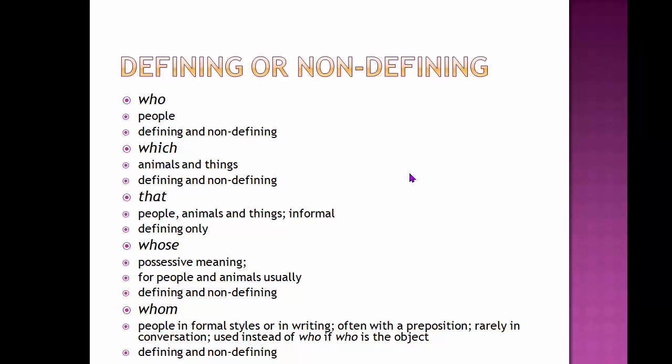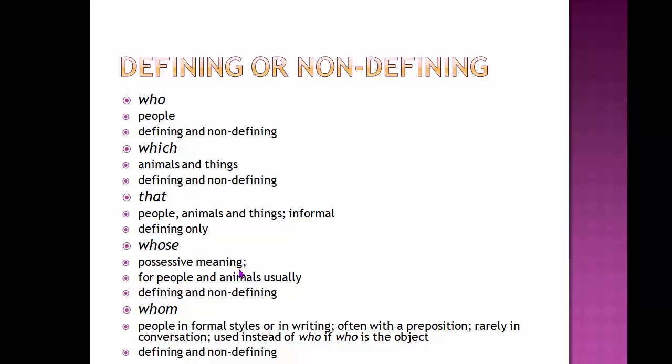This part is so important, vital for you. Let's look at here. Defining or non-defining. My friends, we can use who for people, and who is used in both defining and non-defining. What about which? Animals and things, it is used, and it is also used in defining and non-defining. What about that? It is so important. It is used for people, animals, things, because that is used instead of who and which in defining part. But defining only. If you see comma, you can't use that. Be careful.